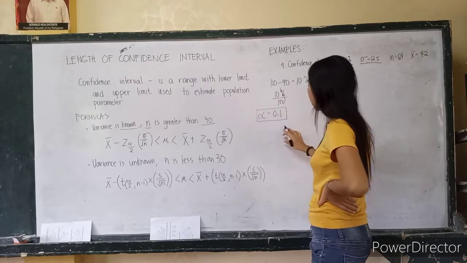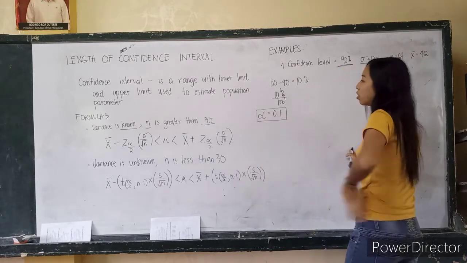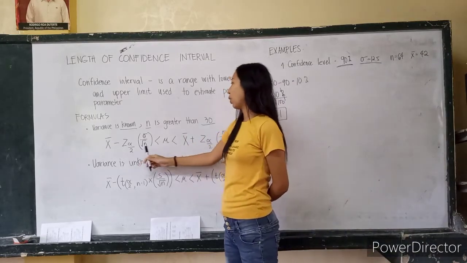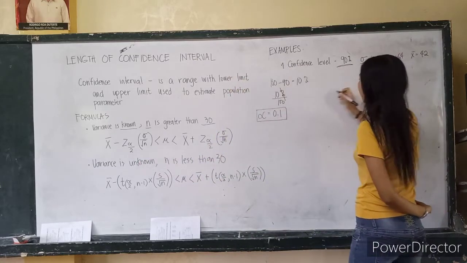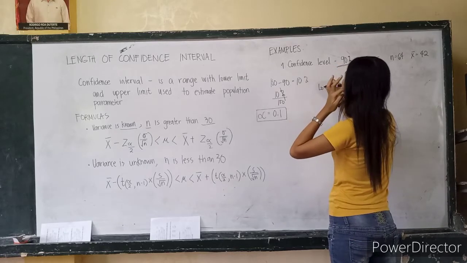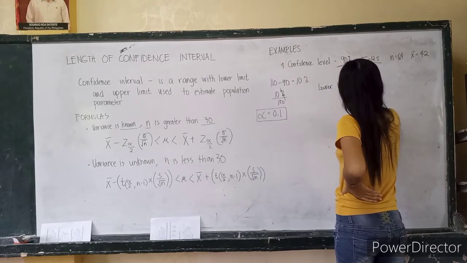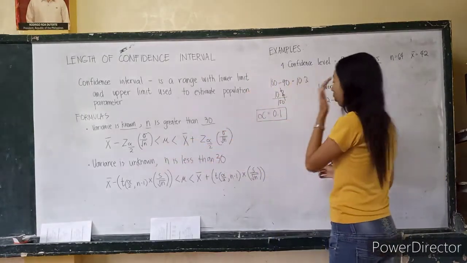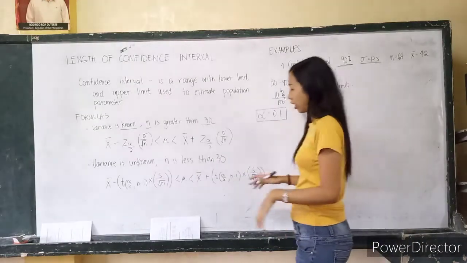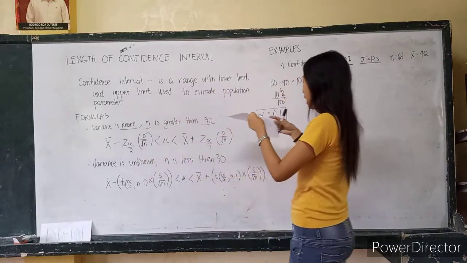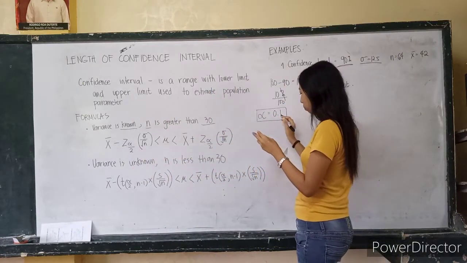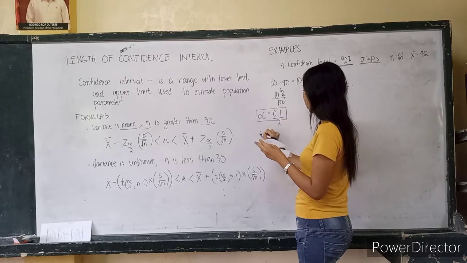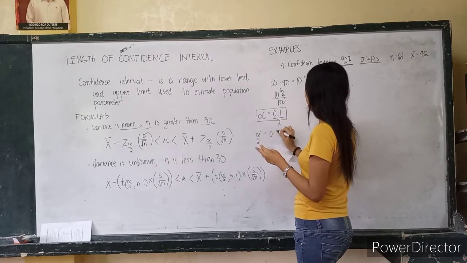So, we will substitute your values. Okay? So, let's arrange them using your formula. You have the lower limit. We will start with the lower limit. So, you have x bar, 42, minus your z alpha over 2. Your alpha, we will divide into 2. It's easy, right? So, z alpha over 2, that means 0.1 divided by 2. Your alpha over 2 is equal to 0.05.